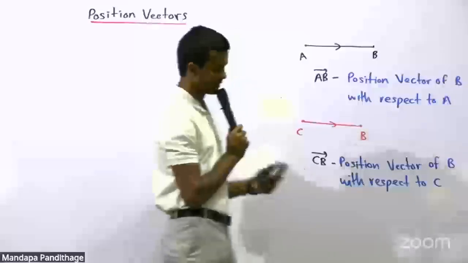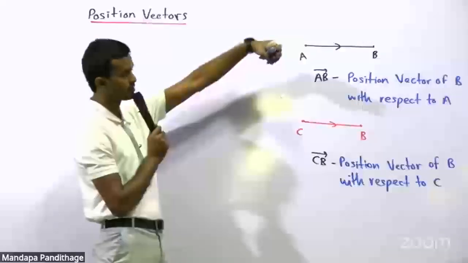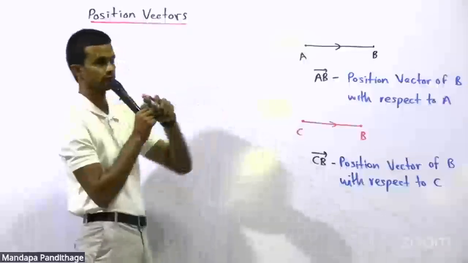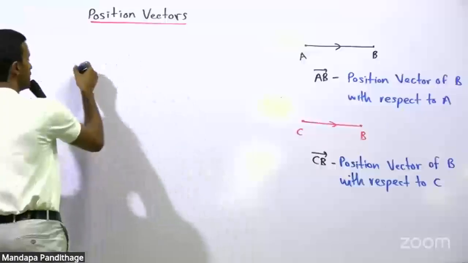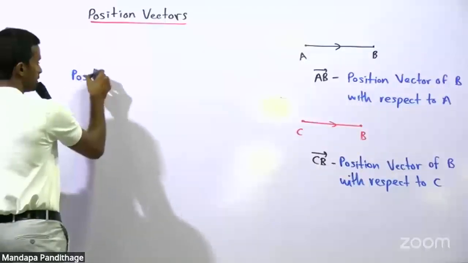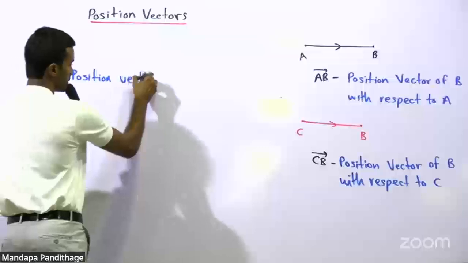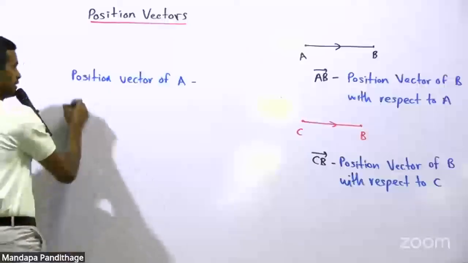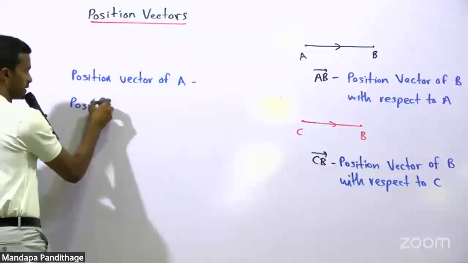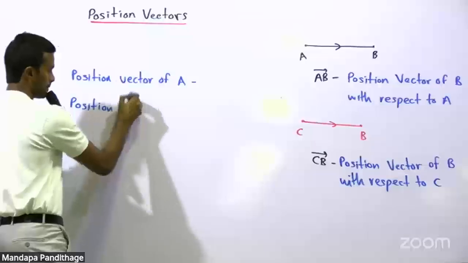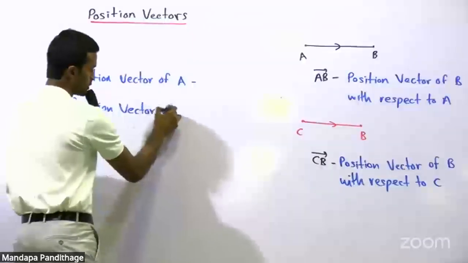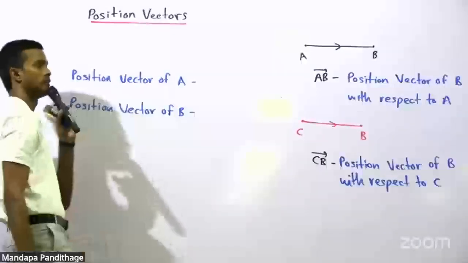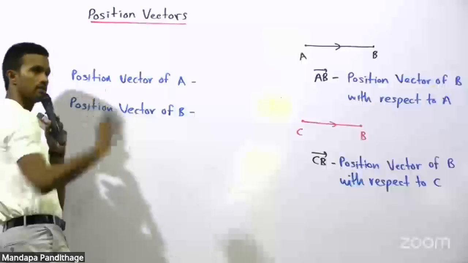Okay, and there might be instances where you have been just given a position vector without mentioning with respect to which point. For example, they have just given position vector of A. So they haven't mentioned with respect to which point. And even position vector of B. So if a position vector has been given without mentioning with respect to which point, then we are referring to the origin or the point O.